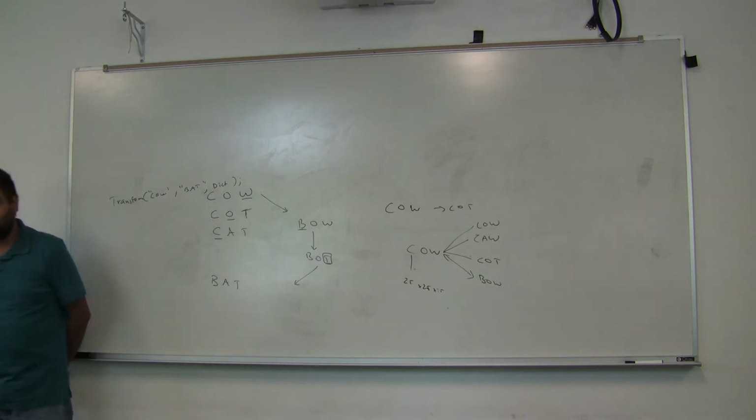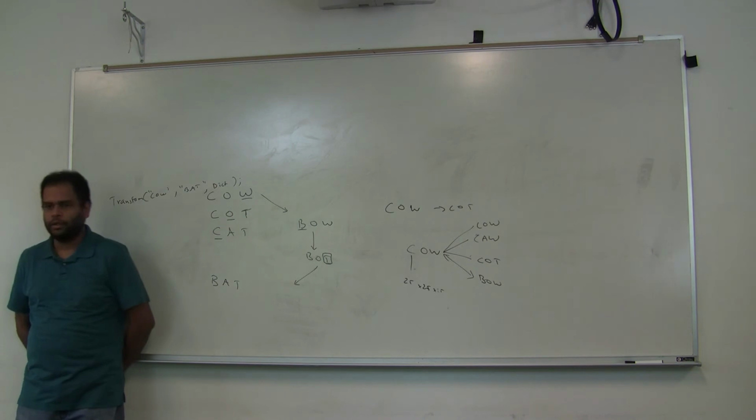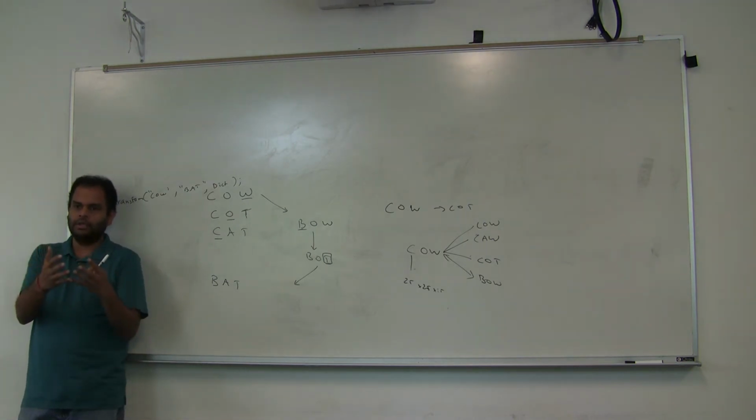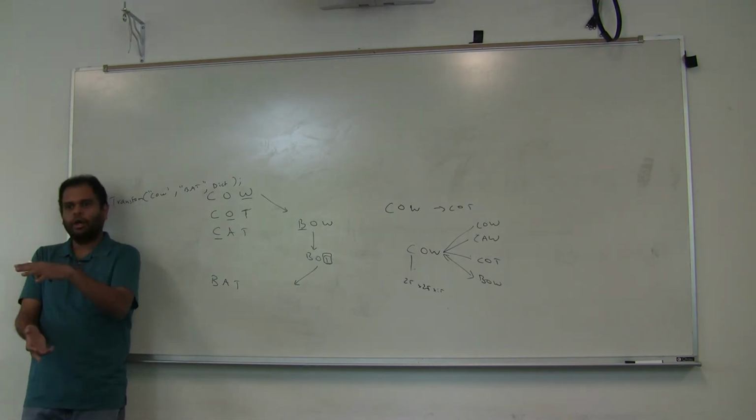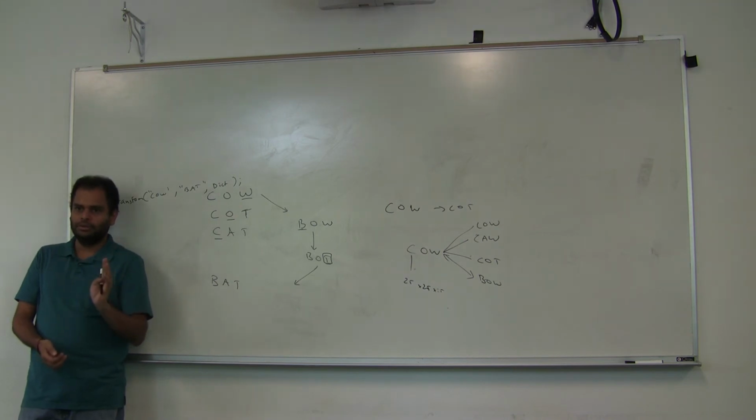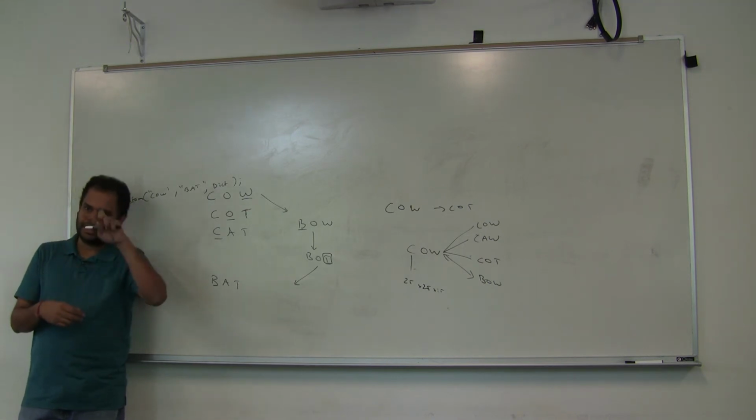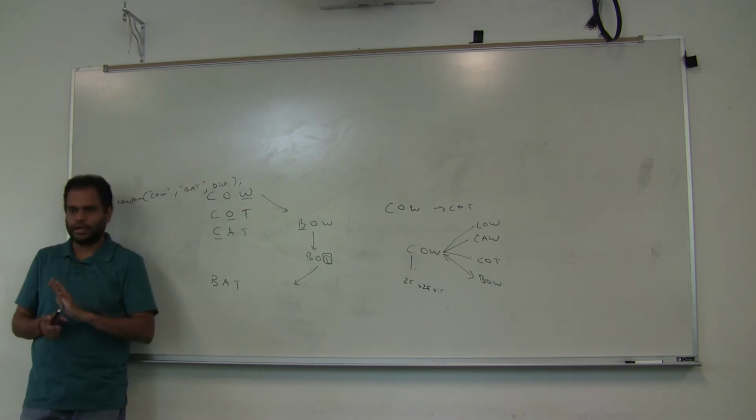Correct. So essentially what you're trying to do is, given a word, find all its neighbors. Then you take all the neighbors and put them in the queue. Then you dequeue the first element and find all its neighbors, and enqueue those. Then you take the second one from the queue, find all its neighbors and enqueue them. That's what you're trying to do.